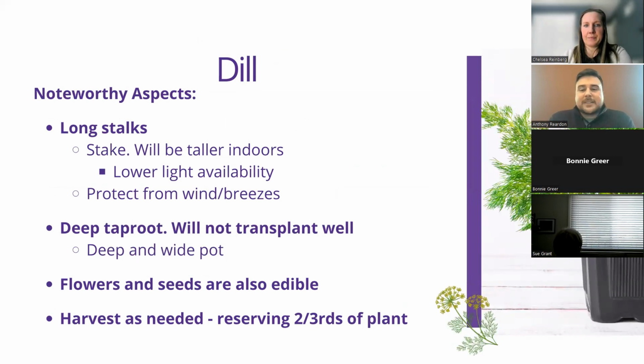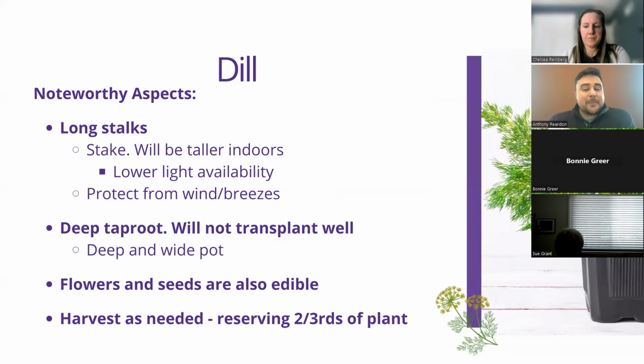Dill has long stalks, right? So that is one thing that is very common to these plants. So keep in mind that especially grown indoors, this plant is going to be reaching for the lights. It's going to be leggy anyway, but it's also going to have stalks. So you're going to want to stake these most likely, protect them from breezes because that's going to break your stalks, and then your plant's going to obviously not perform as well.